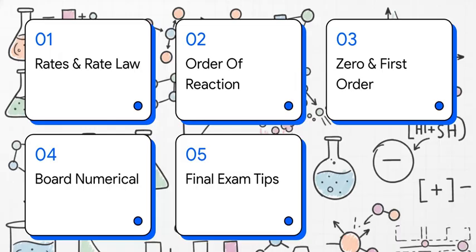So here's our roadmap for this explainer. First up, reaction rates and rate law. Second, order of reaction explained. Third, zero and first order formulas. Fourth, we'll be solving a board numerical. And fifth, final exam tips.